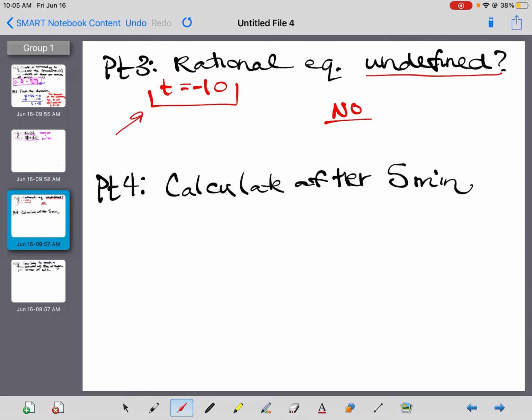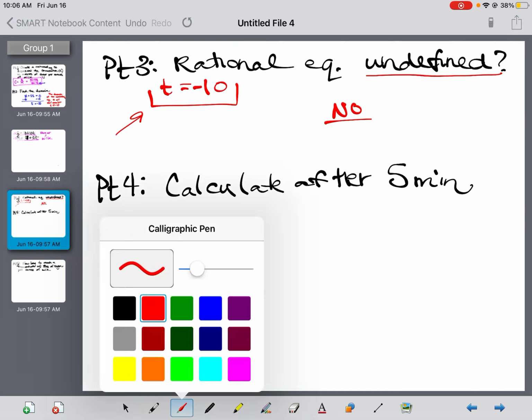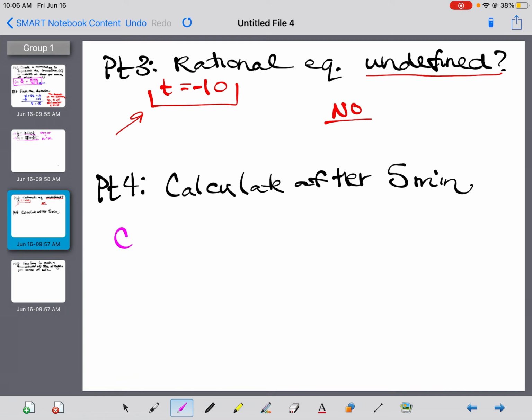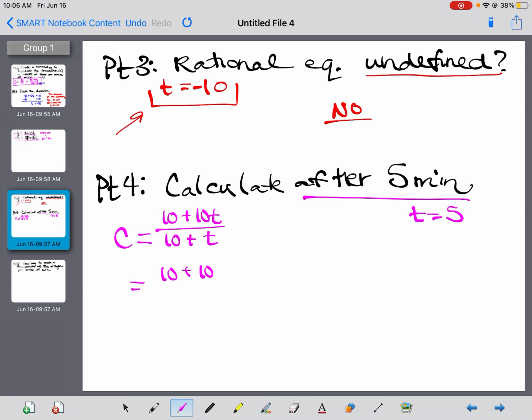Okay, let's go to the next part. Calculate the concentration after 5 minutes. So after 5 minutes of mixing, what is the concentration? I'm going to bring up the equation we have: (10 + 10t) over (10 + t). We know t is going to equal 5, so now we're just going to plug it in. Where I see a t, I'm plugging that in.